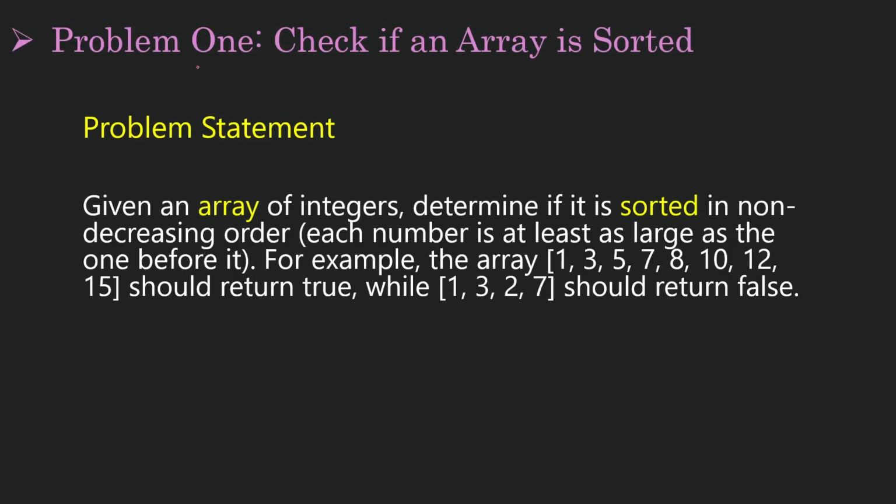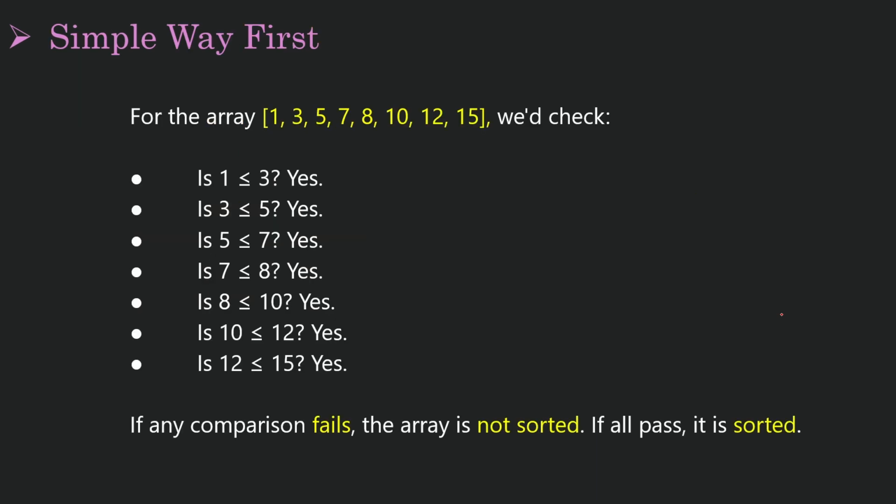Problem 1. Check if an array is sorted. Given an array of integers, determine if it is sorted in non-decreasing order, meaning each number is at least as large as the one before it. For example, the array 1, 3, 5, 7, 8, 10, 12, 15 should return true, while 1, 3, 2, 7 should return false. A basic approach is to iterate through the array and compare each element with the next one.